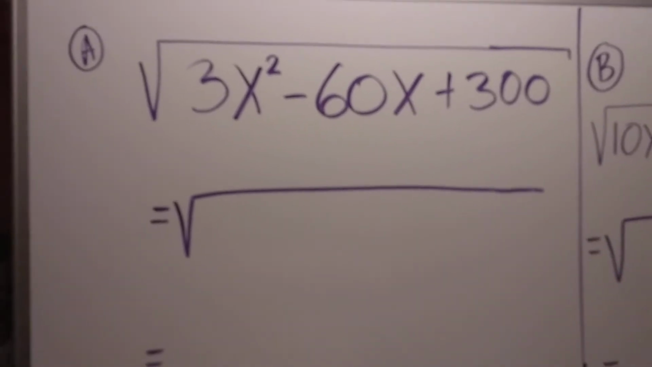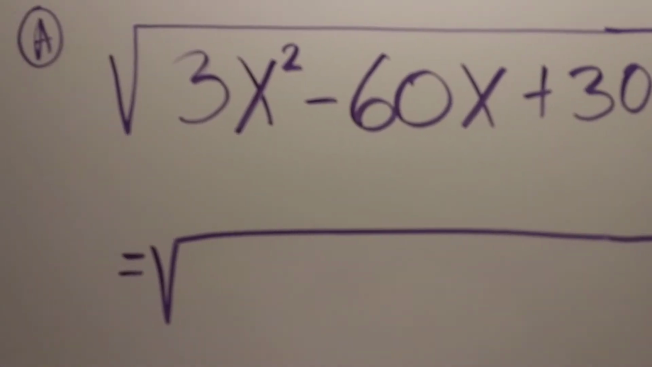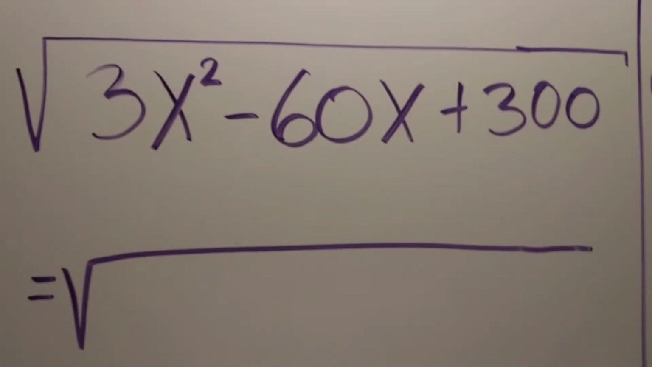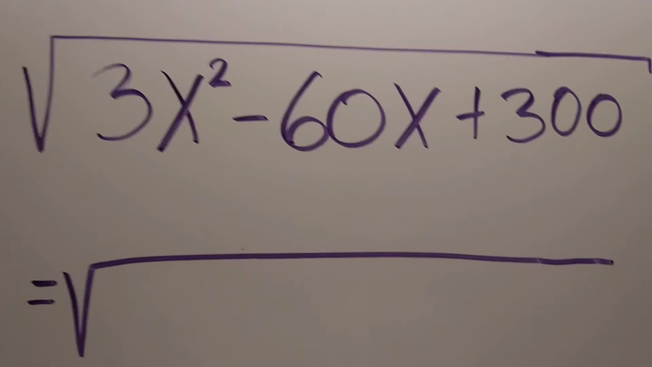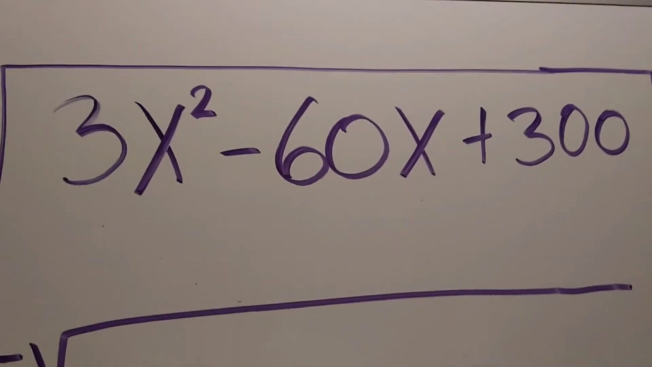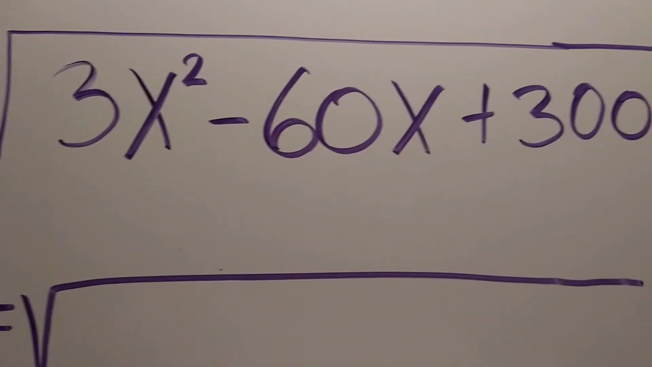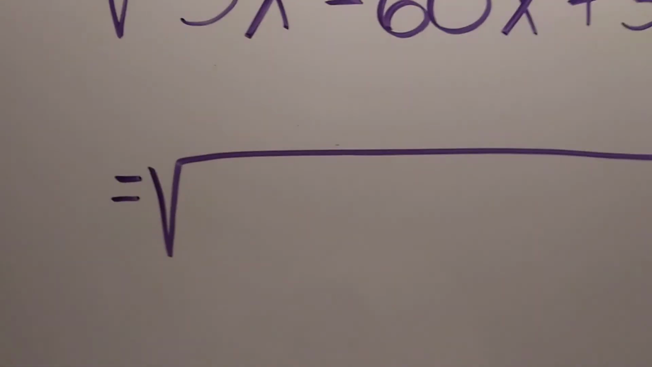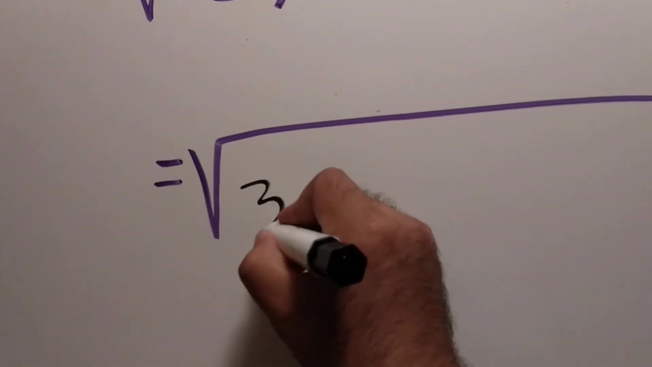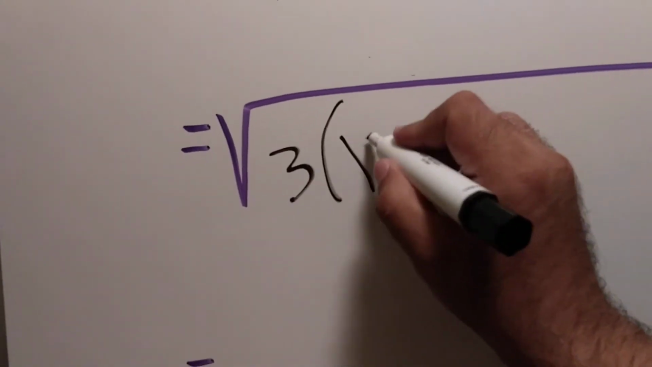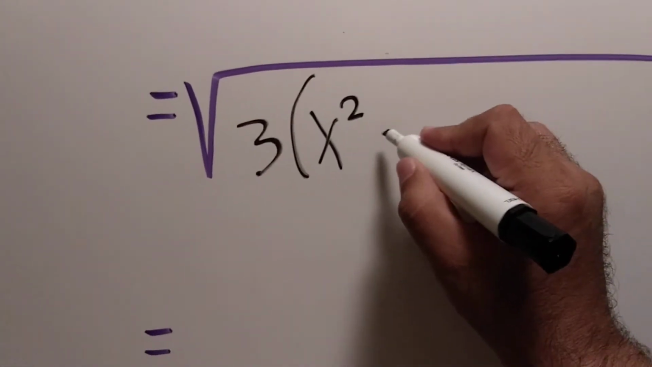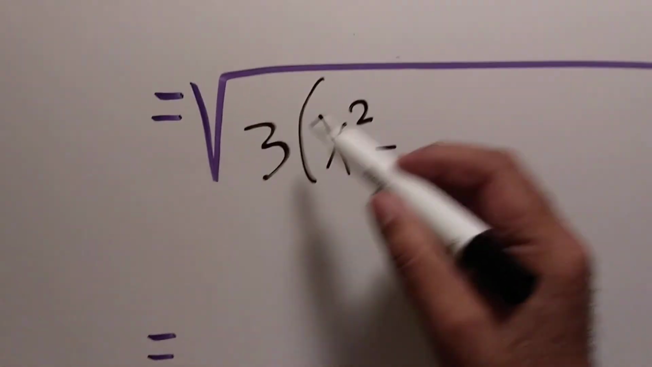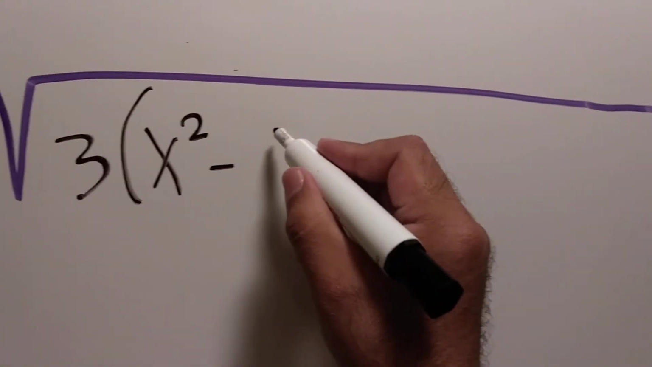Okay, so here we have another example of simplifying a trinomial and eventually taking out the square root. Here we have 3x to the second minus 60x plus 300. In order for us to simplify that trinomial, we can factor out a 3, right? So you'll have 3 times x to the second, and then how many times does 3 fit into 60? That's 20 times, correct?